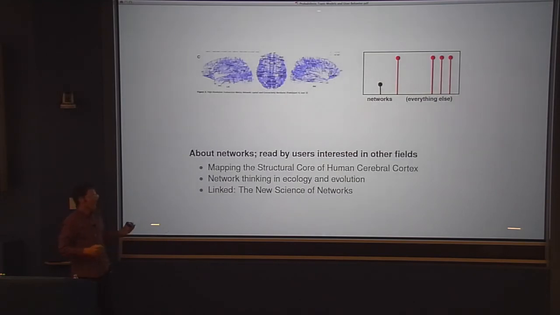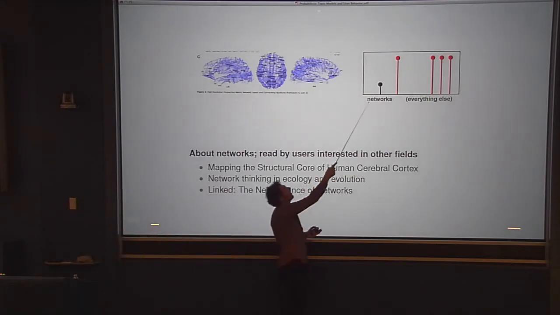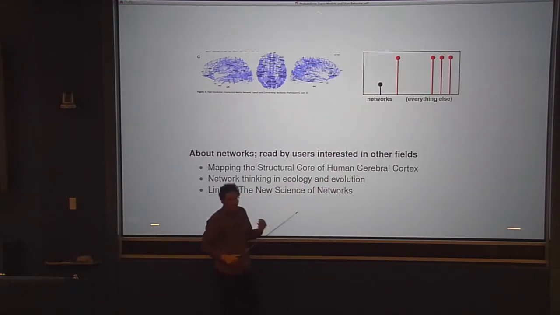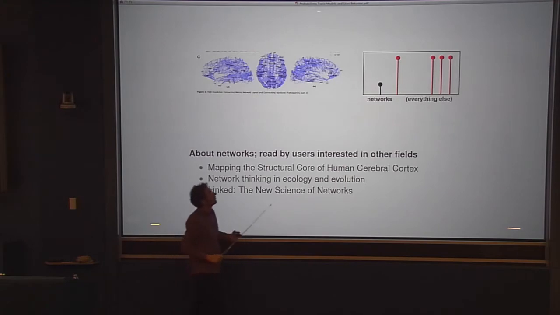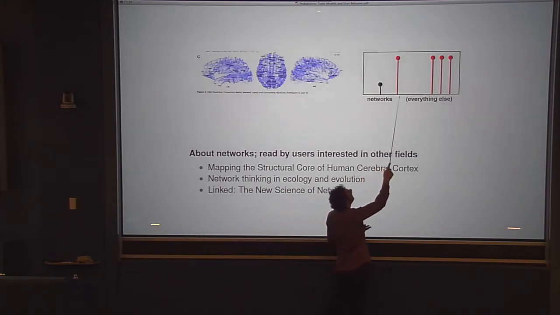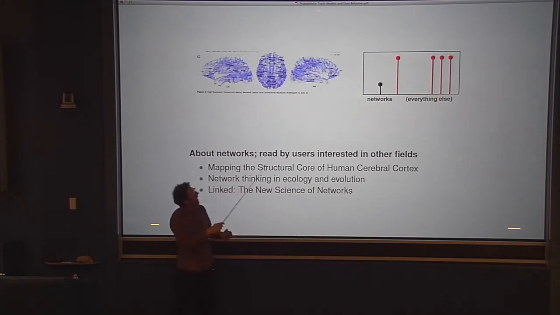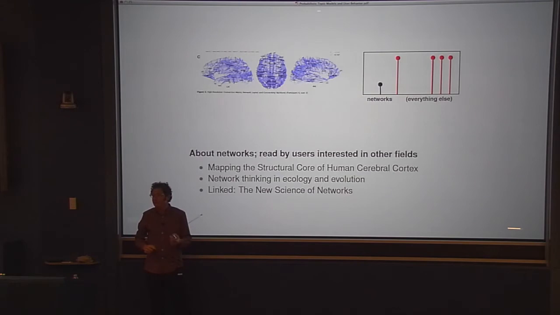Another interesting thing we can do is ask, which articles are about networks? So which articles have a high value of theta for networks? The text is about networks, but they're read by users in other fields. These are interdisciplinary articles. So here's other fields, and the zeta for the other fields is high, and actually this picture is a little misleading. It's not that zeta is low in networks.